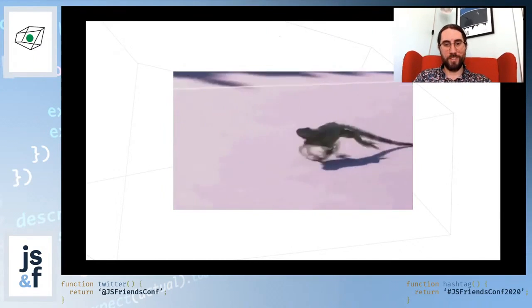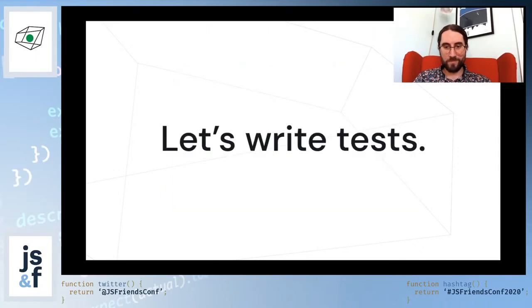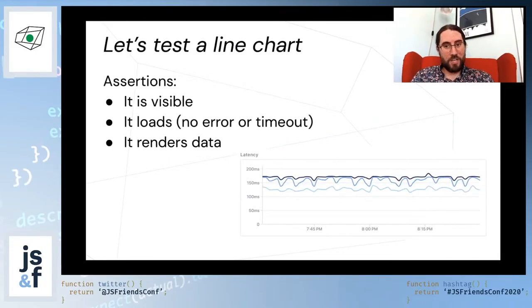So let's write some tests. Let's test a line chart. Very basic chart. These are the things that I think are important to test: that it's visible, that it's on the screen, that it's loaded without an error, without a timeout, and that it's rendering data. We'll get to what that means. But yes, so visible, that it loads without an error, that it renders something.